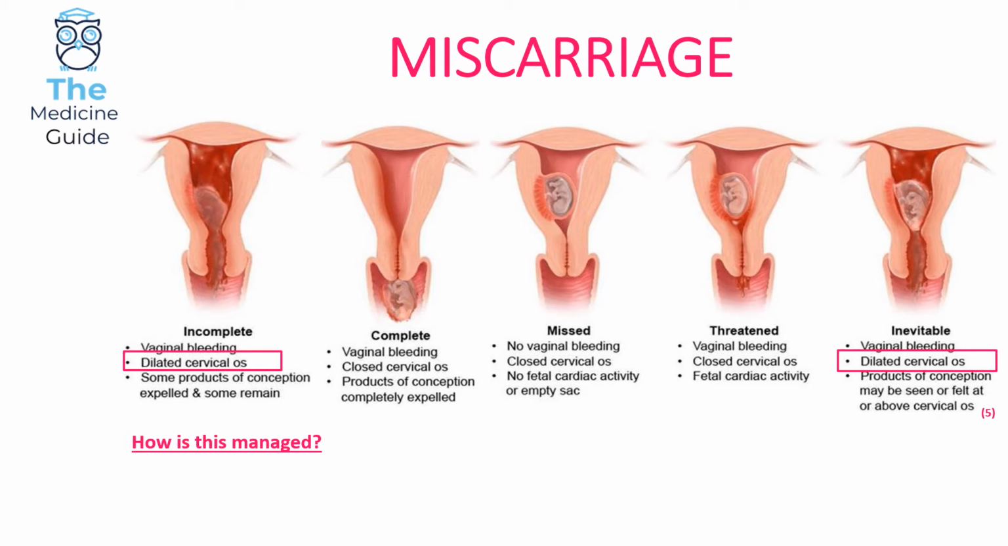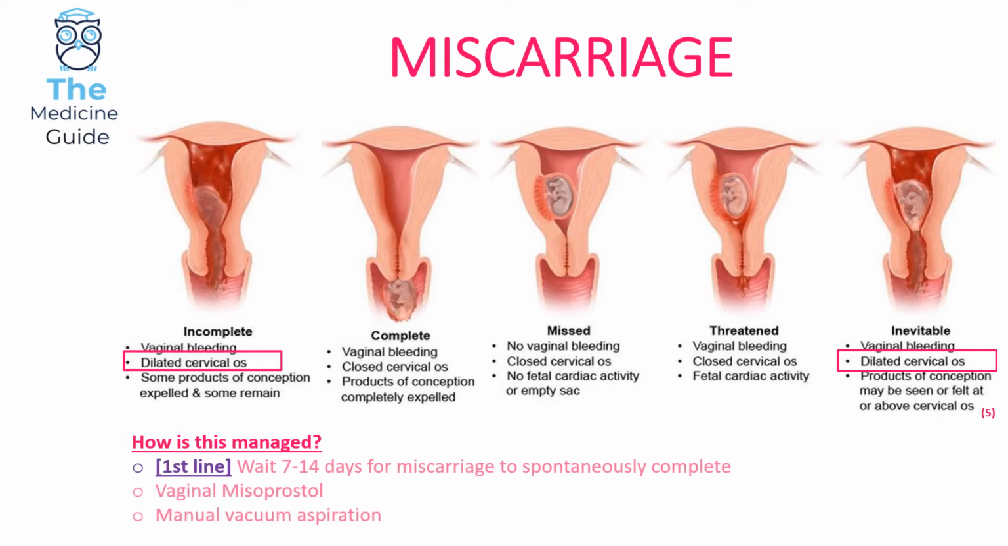Okay? So in terms of management, the first line management is to wait 7 to 14 days for the miscarriage to spontaneously complete. Healthcare professionals can offer these ladies vaginal misoprostol, and if that was found to be unsuccessful, then a manual vacuum aspiration could be considered.